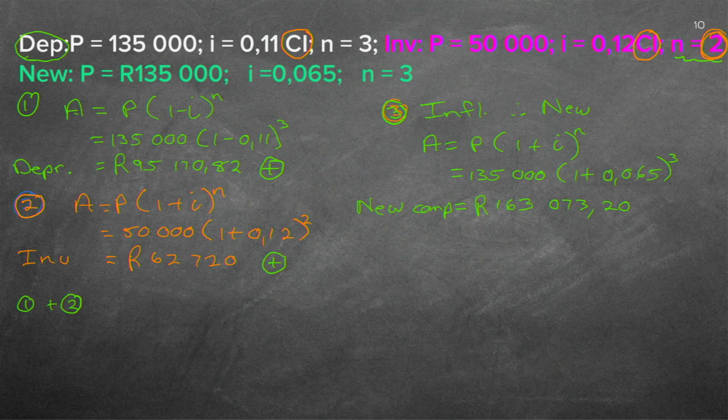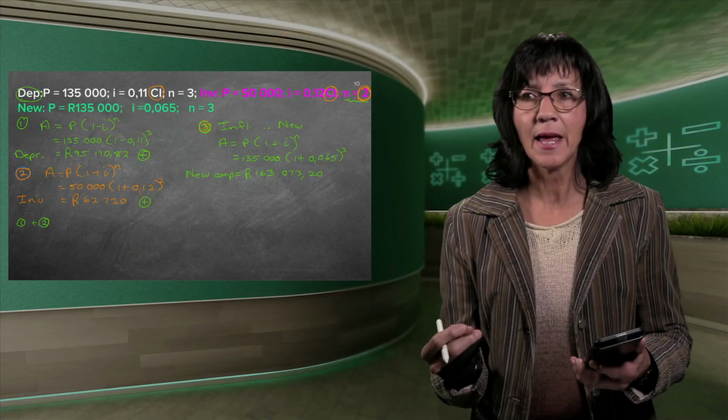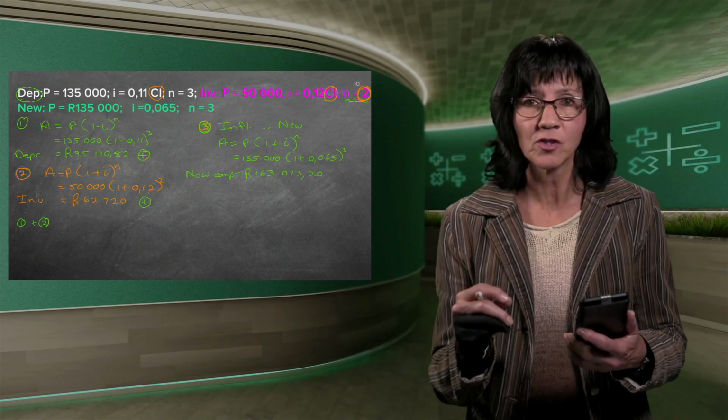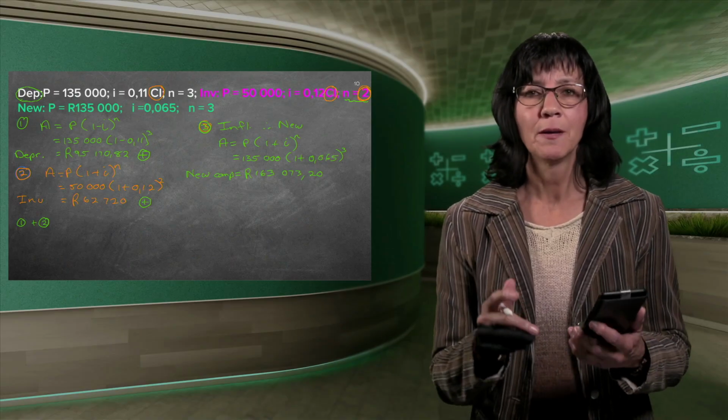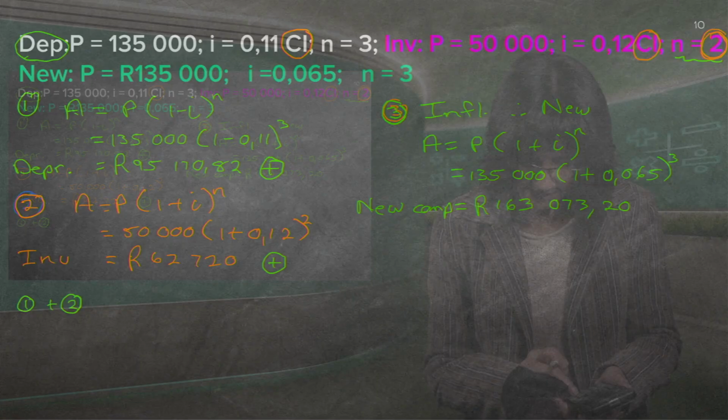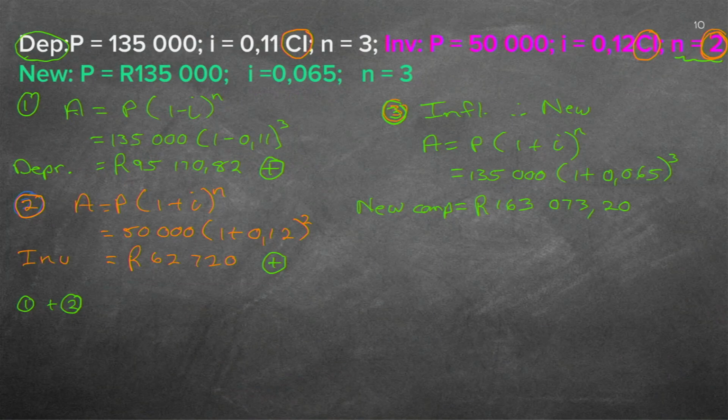95,170.82. Just one thing again, in South Africa we use commas, not points. So if you see points anywhere else, you must just change that to a comma, because we get problems from all over the world, but in our country we use a comma. Plus 62,720, I'm just double checking myself, equals. So the amount of money that we have is 157,890.82. This is the amount of money that I have at the end of the 3 years.